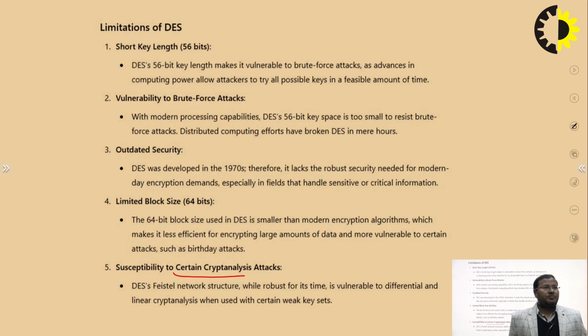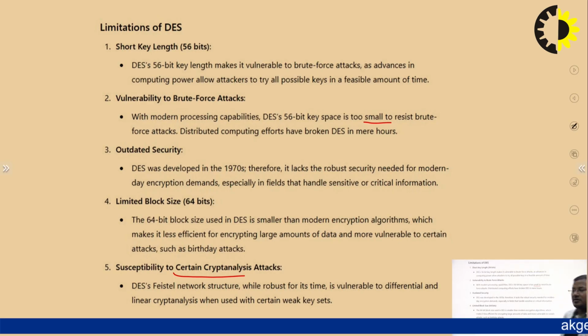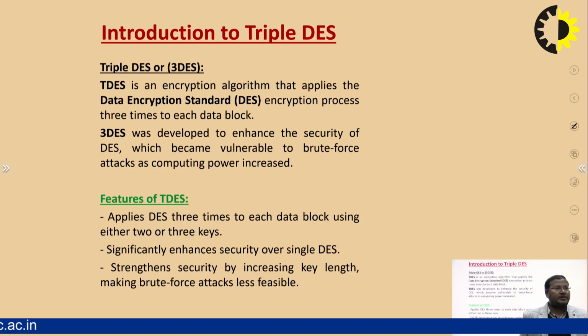So DES with a 56-bit key length makes it vulnerable to brute force attack. With modern processing capability, the DES 56-bit key space is too small. DES was developed in 1970, so it is very outdated. The 64-bit block size used in DES is smaller than in modern encryption algorithms, which makes it less efficient. And DES's Feistel network structure, while robust for its time, is vulnerable to differential and linear cryptanalysis when used with certain weak key sets. So these are the 5 limitations which I have discussed.